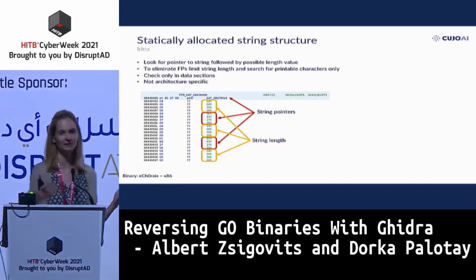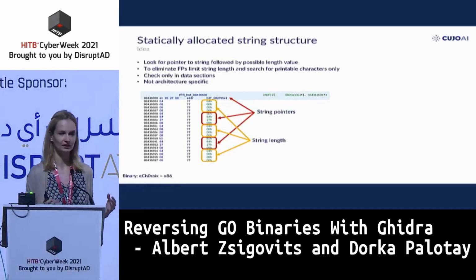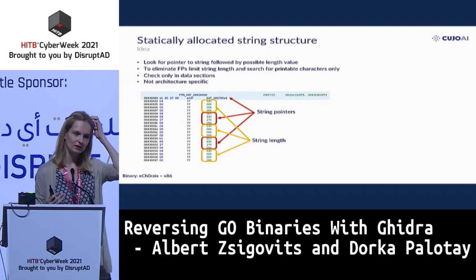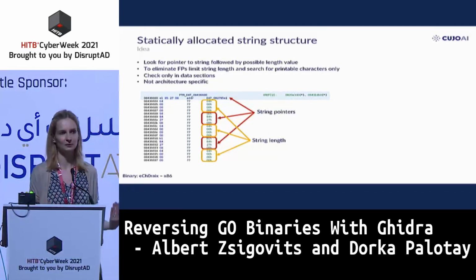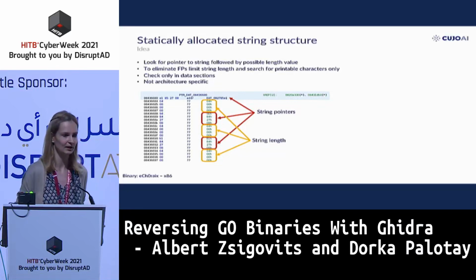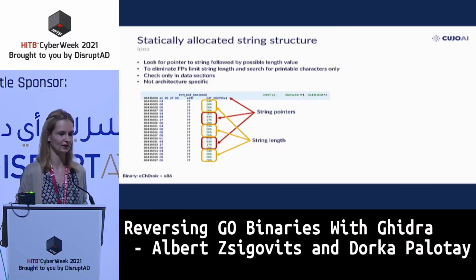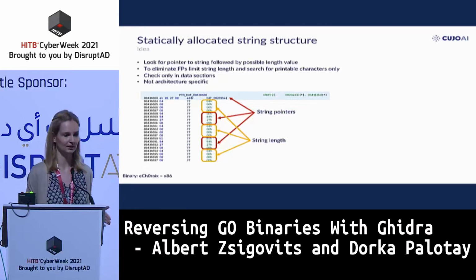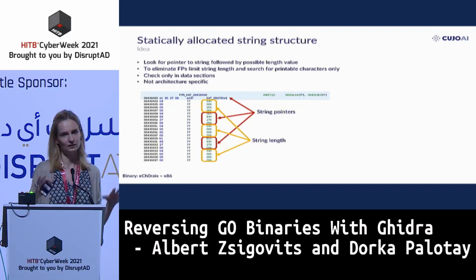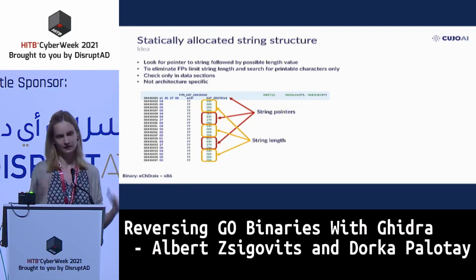And there is this probably much easier part, the statically allocated string structure. So what's going on here? Basically, there is a part within the binary where the addresses of the string pointers are placed, followed by the lengths. So these structures which I have shown in the beginning are just simply there within the memory. And here, to eliminate false positives, we limited the string length, so we didn't look for any integer, and we only searched for printable characters and only checked in specific sections. It is not architecture specific.